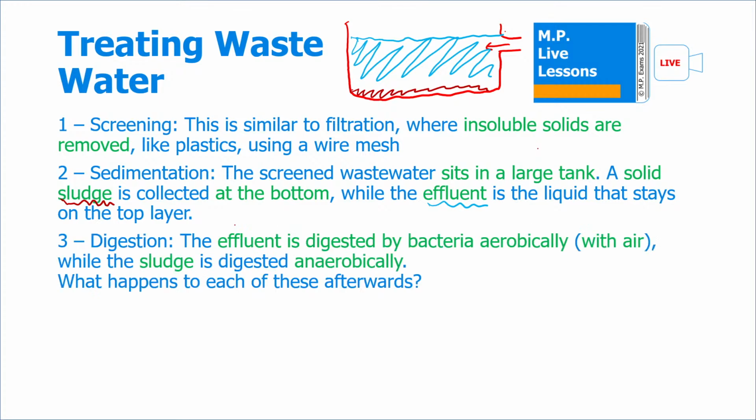Afterwards, they're digested. The effluent, the liquid on top, is digested by bacteria aerobically. That's with air. Then afterwards, the effluent is safe to release back into the environment. Whereas the sludge is separated from the effluent and digested anaerobically. And then the remaining sludge can be used as fertilizers.